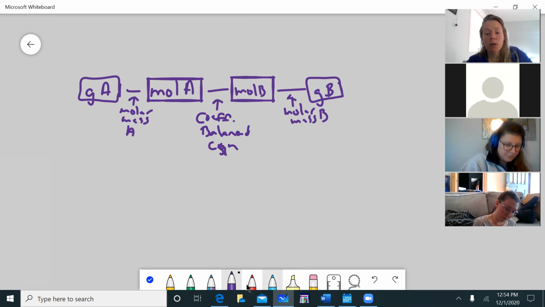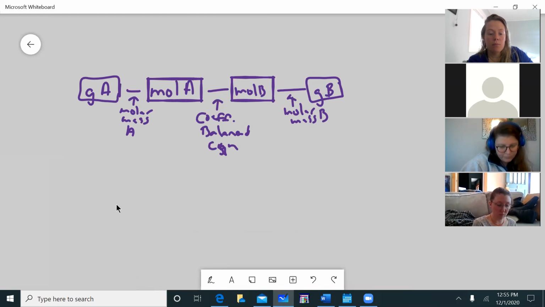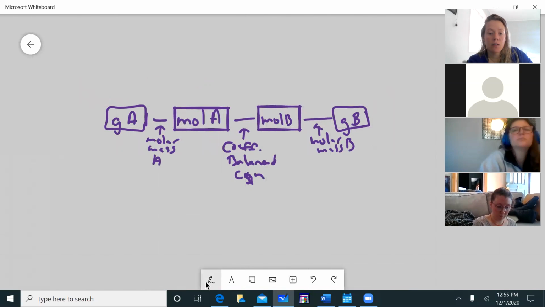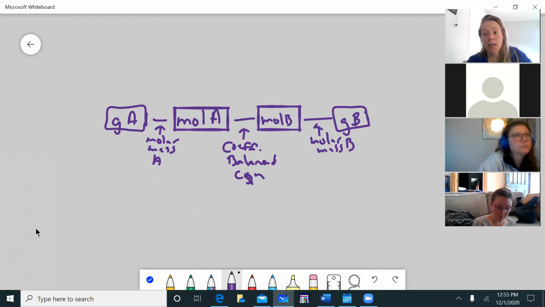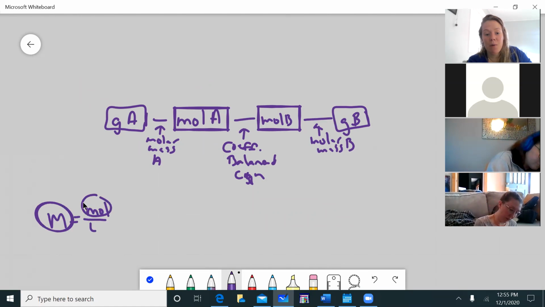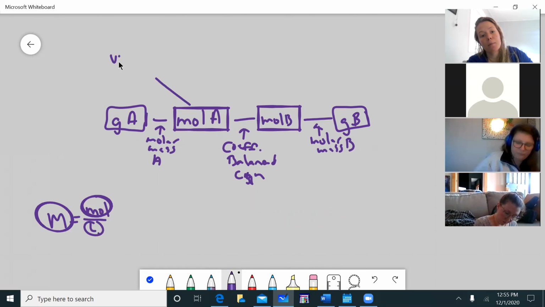But we're going to add some more limbs to this flow chart that incorporate molarity, mass, and volume. Because what is molarity? Molarity equals moles over liters. So if I know something about molarity and I know something about moles, I can get volume. If I know something about volume and molarity, I can get moles. If I know moles of one thing and I have a balanced equation, I can get to moles of another thing. All sorts of fun stuff I can do there. So let's add another limb up here and say volume of A.